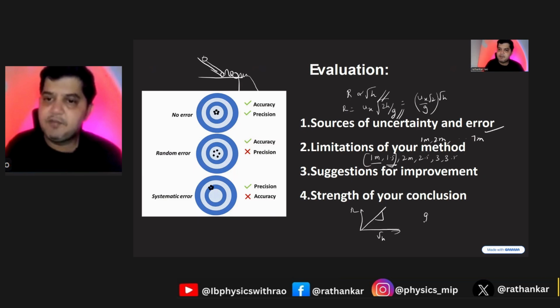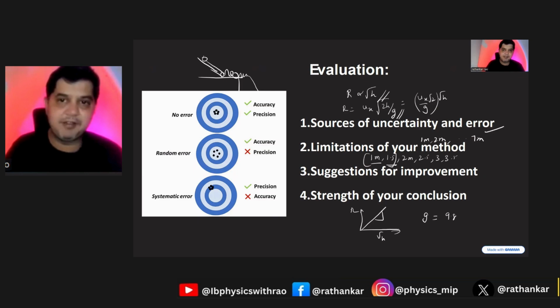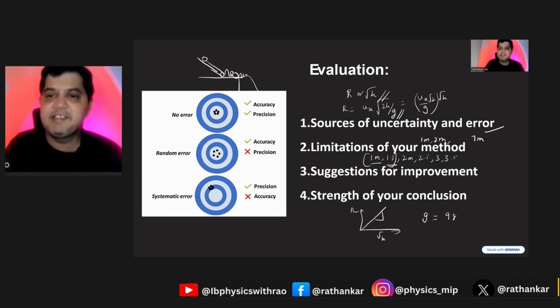If you get the value of g, and your value of g consistently in all the observations comes out to be around 9.8, then you know you've really done a wonderful experiment, right? Because consistently you're getting the same value. So therefore, you can say this is the strength of my conclusion. And then as a bonus you are getting this. See, your interest was not to find out the value of g. Your interest was only to relate these two. But in addition to it, you are able to determine this also.